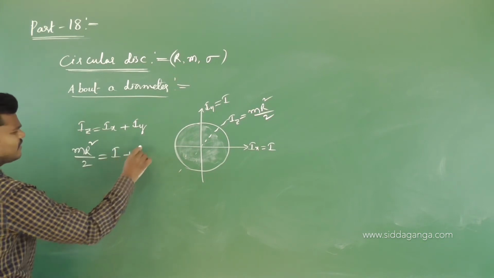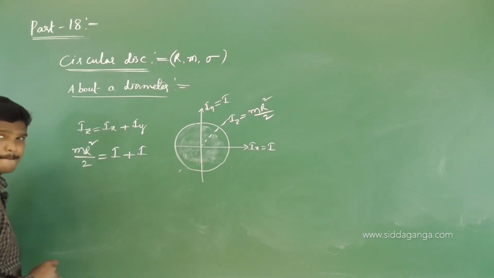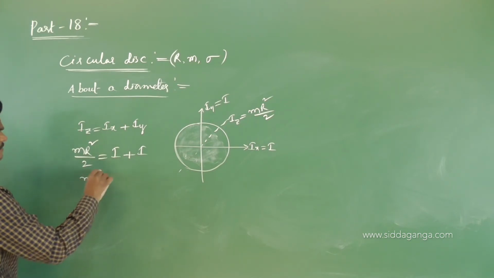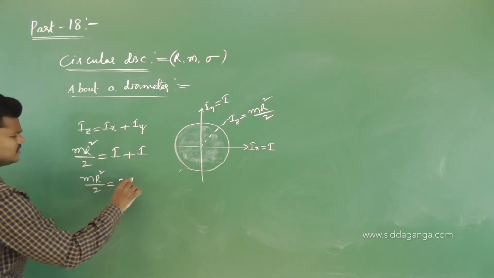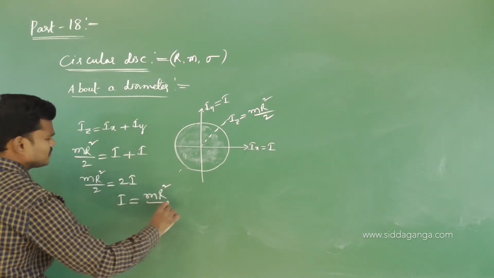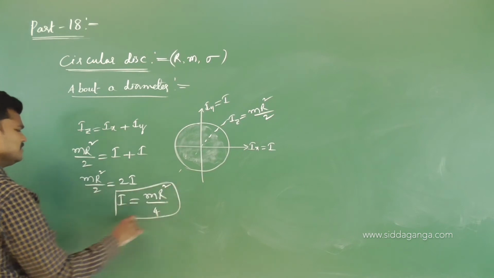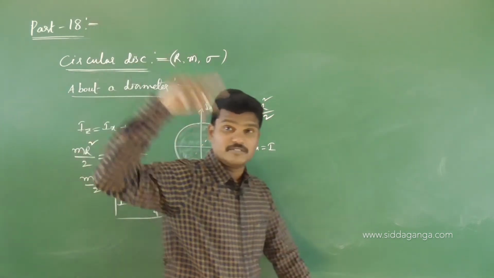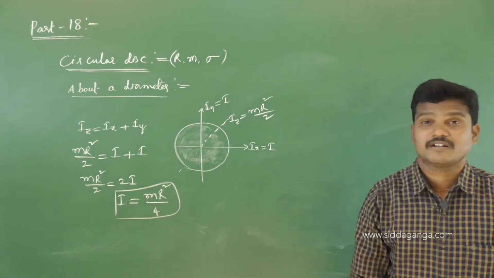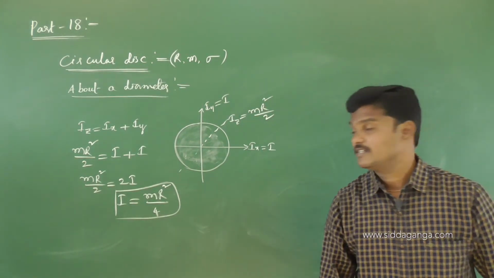Ix is I, Iy is also I. Both are the same. So mr square by 2 is 2I. Then I equals mr square by 4. See the previous formula, mr square by 2. Now here we have mr square by 2 and mr square by 4. At least remember the order. The order will help.